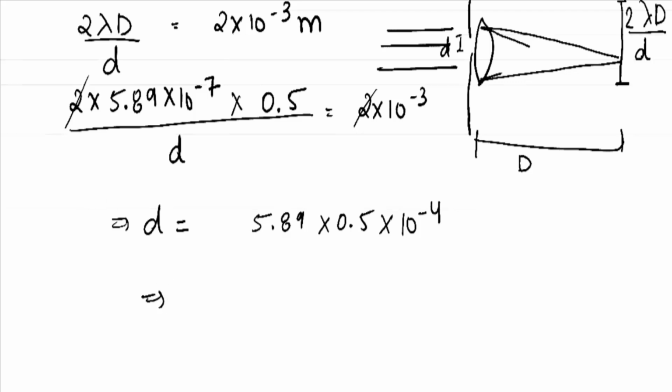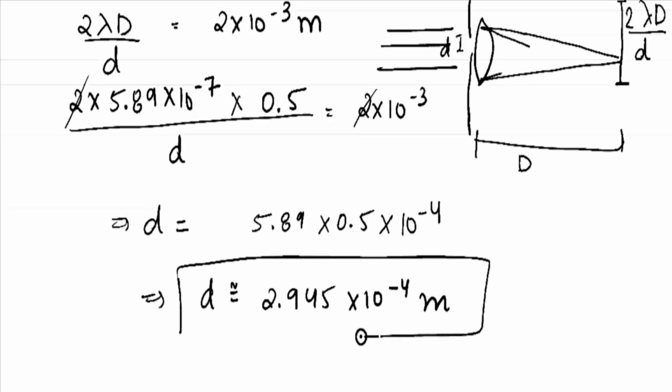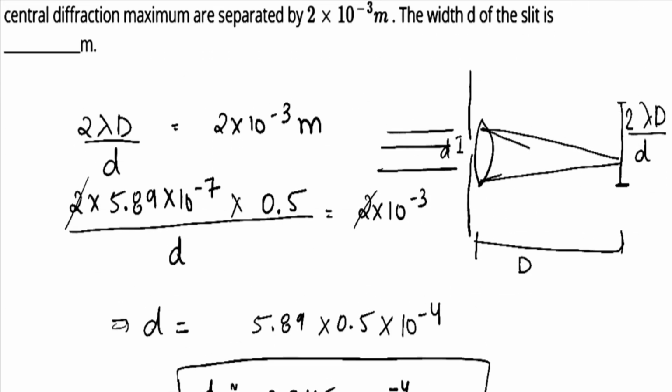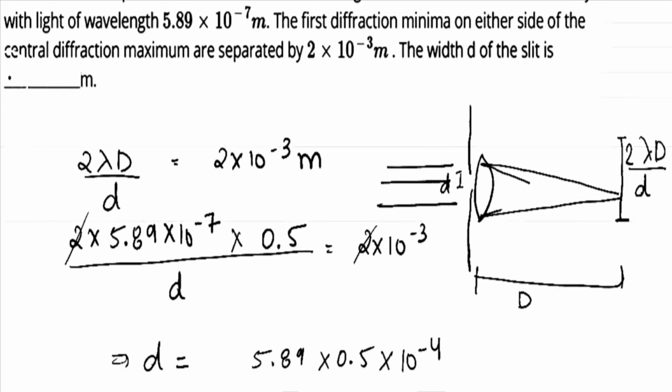So from here, D turns out to be approximately equal to 2.945 into 10 to the power minus 4 meters. So this is the value of the slit size, right? The value is 2.945 into 10 to the power minus 4 meters.